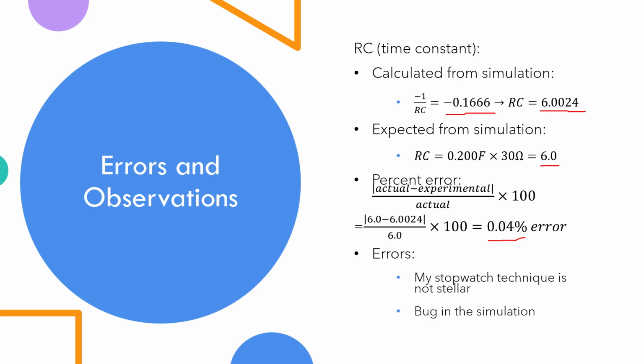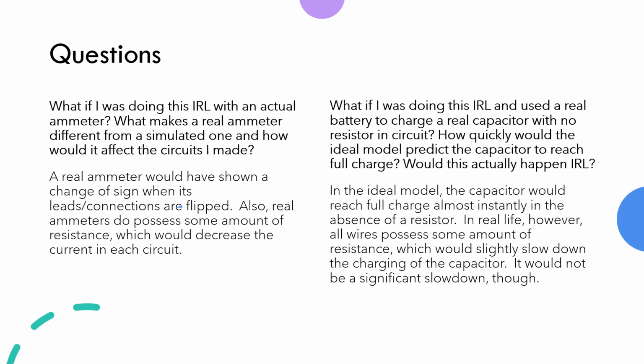And just some potential errors. I don't think there were any bugs in the simulation, but if I'd gotten some weird data, that could have been a possibility. And then obviously, I'm not perfect. I know my stopwatch technique is not the best in the world, so there's definitely probably a little bit of error there as well. And lastly, just some questions to close us out.